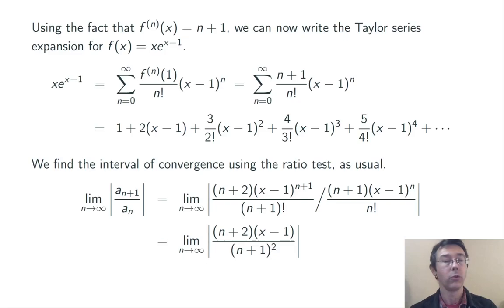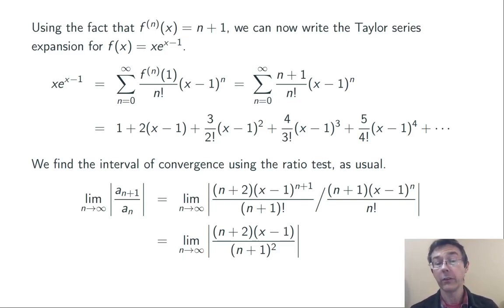So, of course, almost all of the factorials go away. I'm just left with an n plus 1 in the denominator. Almost all of the x minus 1s go away. I'm just left with x minus 1 in the numerator. Finally, I'm left with the n plus 2 over the n plus 1. So overall, here's what I get.